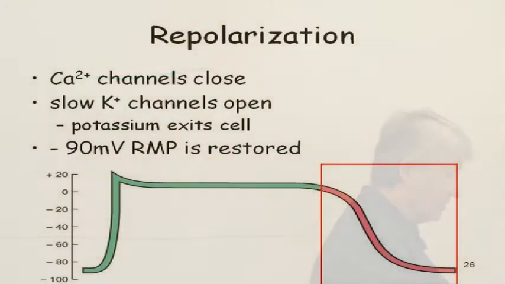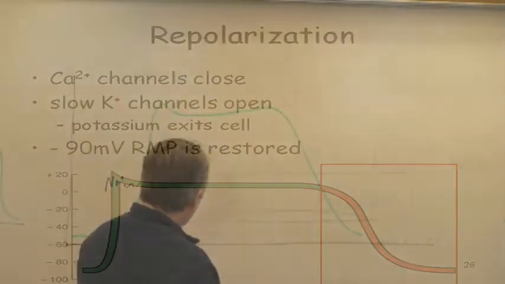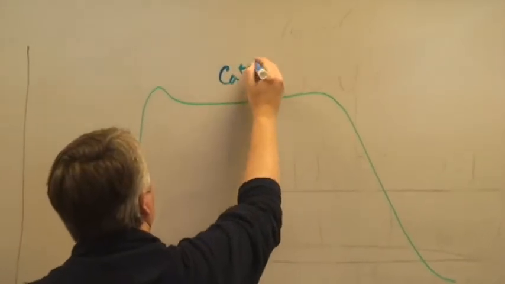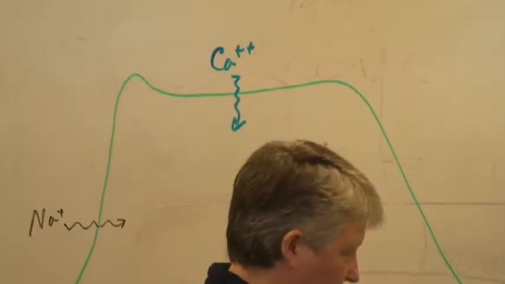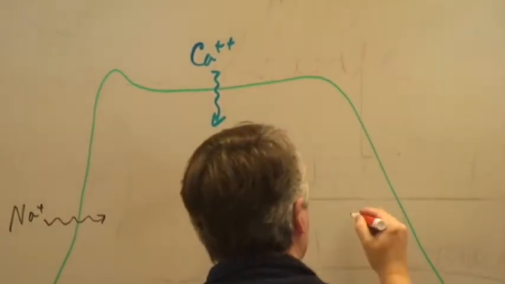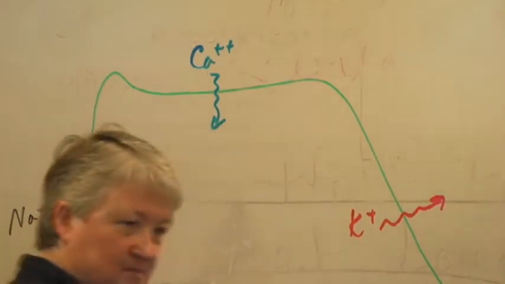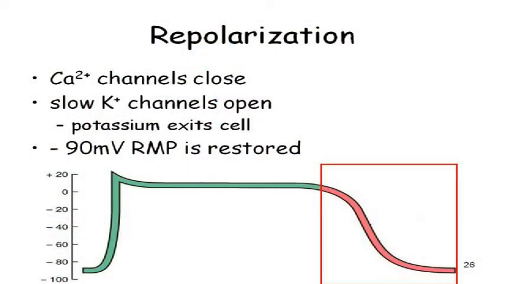Makes sense? Eventually what will happen is the calcium channels will close, slow potassium channels will open, and potassium leaks out. And so the cell repolarizes. And so here we have what coming in? What ions are coming in here? Sodium ions are coming in here. What's coming in here? Calcium. And then over here, potassium is leaking out. And of course, the cell repolarizes, and you have to have a sodium potassium pump, put the sodium back out and the potassium back in. But the movement of the potassium out repolarizes.